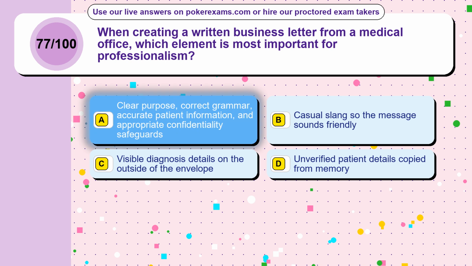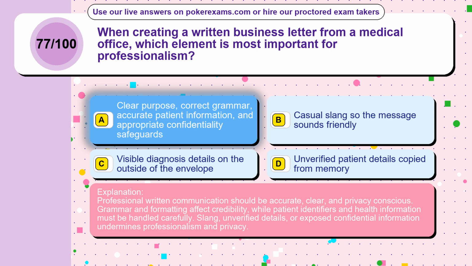The correct answer is option A. Clear purpose, correct grammar, accurate patient information, and appropriate confidentiality safeguards. Professional written communication should be accurate, clear, and privacy conscious. Grammar and formatting affect credibility, while patient identifiers and health information must be handled carefully. Slang, unverified details, or exposed confidential information undermines professionalism and privacy.